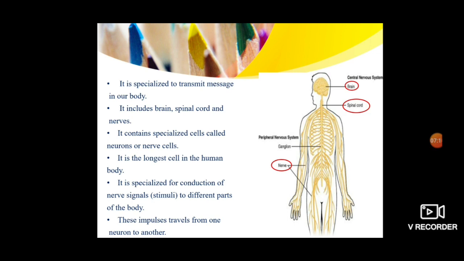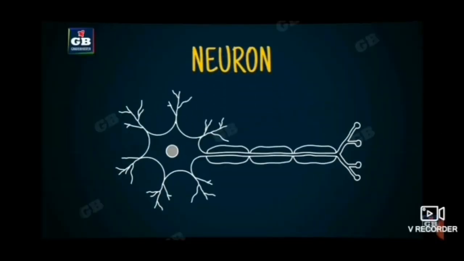They receive stimuli from within or outside the body and conduct impulses or signals which travel from one neuron to another neuron. These things can be well understood when we study the structure and the function of the neuron. The neuron is composed of three parts.